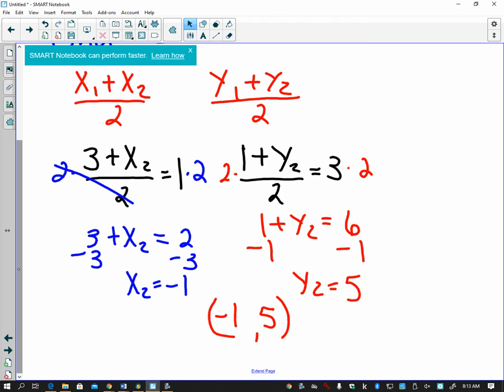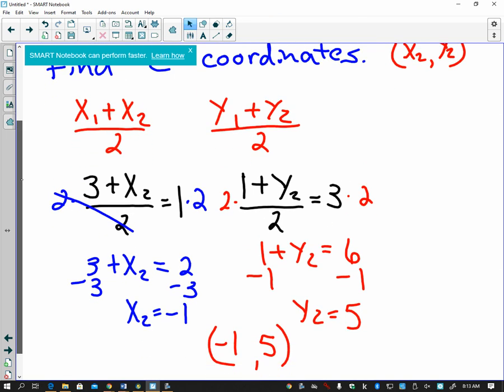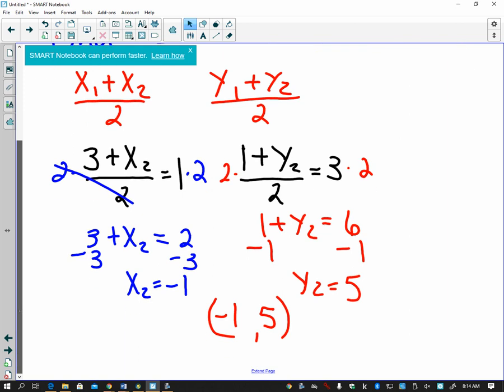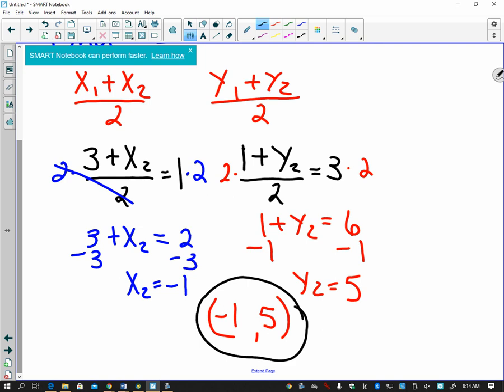And we can test this answer. Okay? 3 plus -1 is what? 2. 2 divided by 2 is 1. Okay? 1 plus 5 is 6 divided by 2 is 3. So we should be able to test our answer. All right, do we know what skills we need there? So midpoint formula is pretty big so far on this.